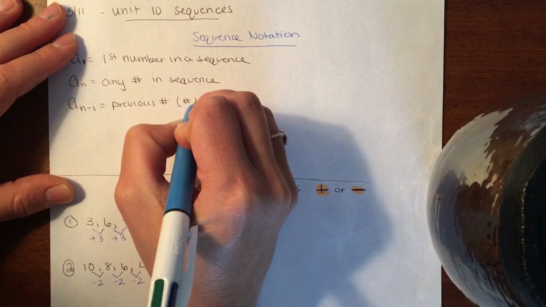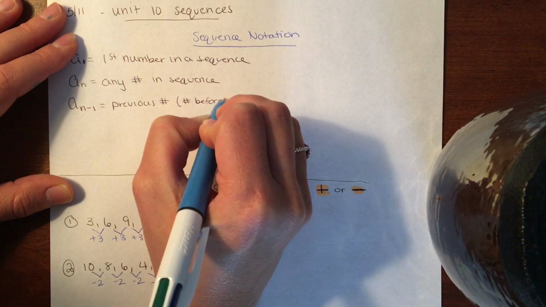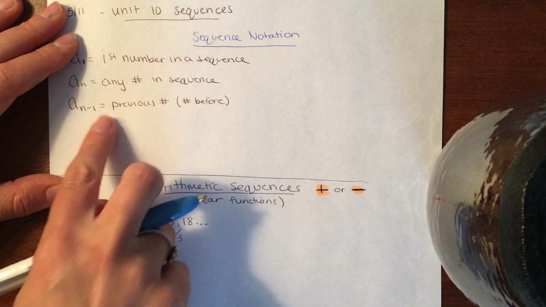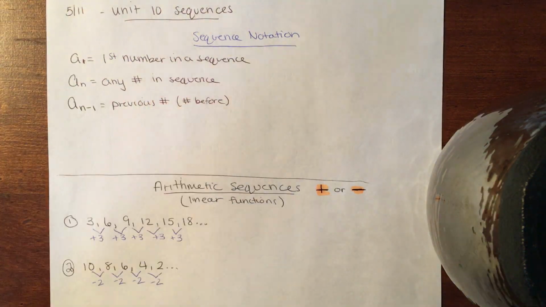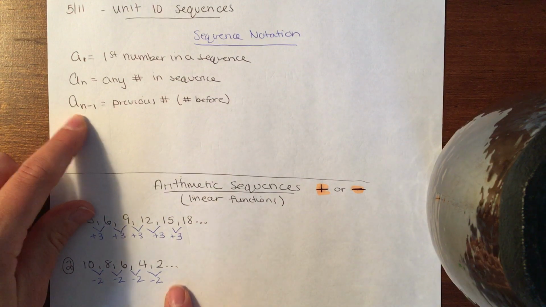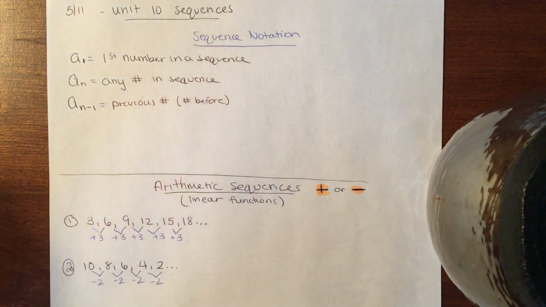Or the number before. They mean the same exact thing. I might use different terminology each time. I might say the number before or previous number. You just need to realize A sub n minus 1 means previous number or the number before.